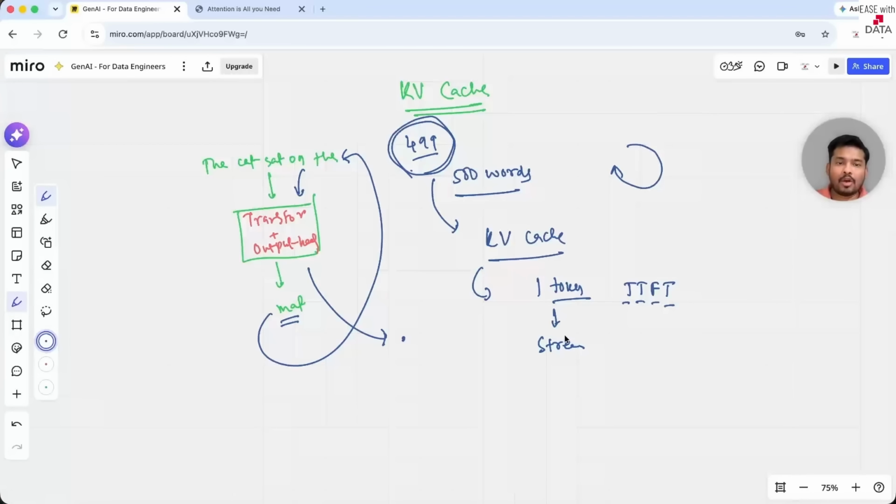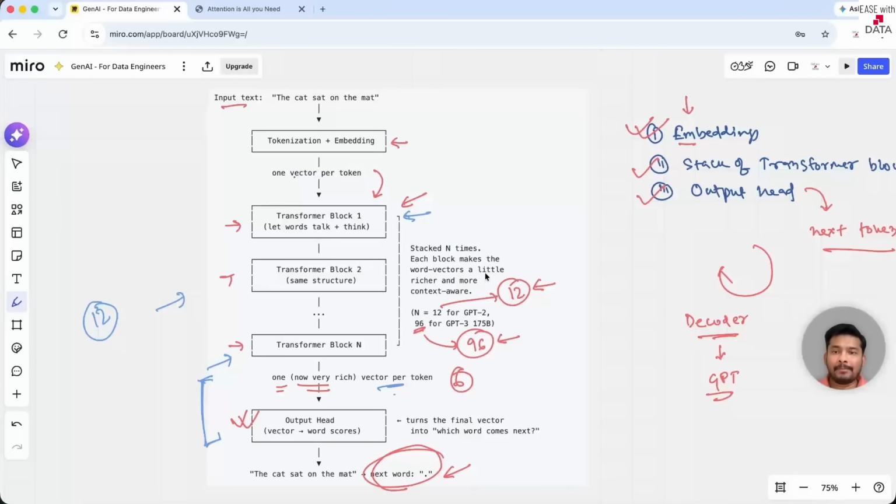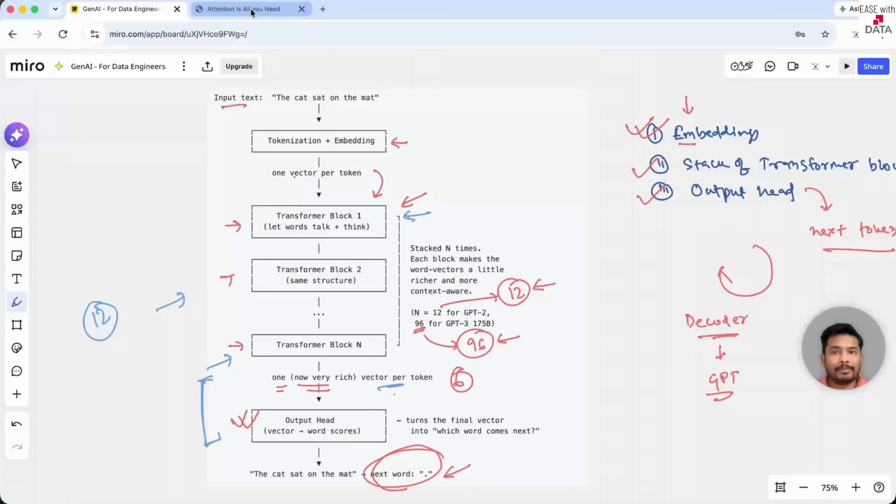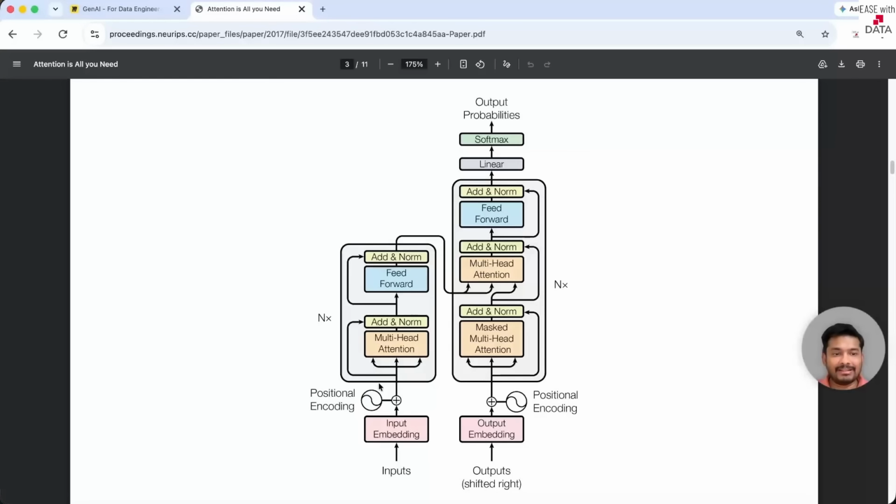And this KV cache allows everything to go faster. And this is why all the frontier models take time to generate the first token and all other tokens are streamed pretty quickly. And now, if I come back to the whole workflow that we discussed from the beginning till end, you understand each piece of it. You understand what tokenization and embedding are, how the transformer block works, what output heads are, and how the next token is generated.